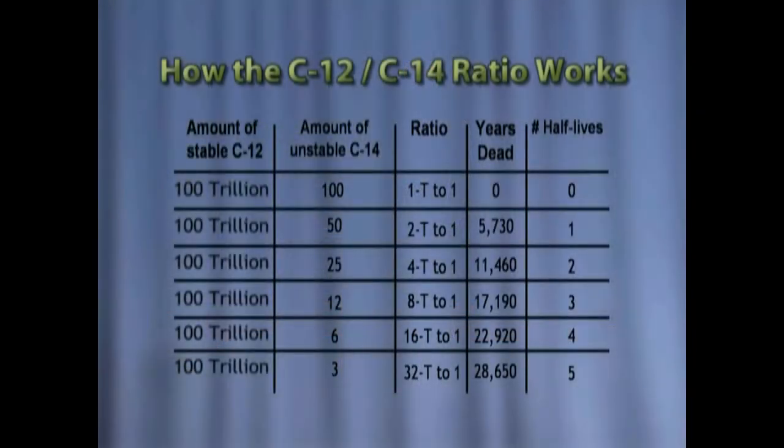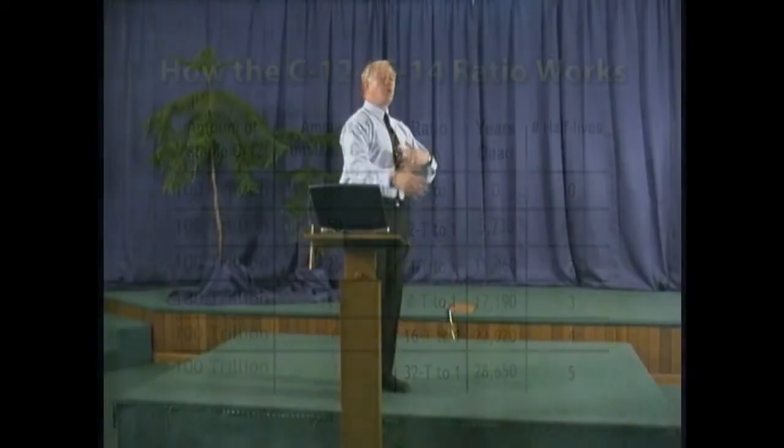And finally, we find 100 trillion carbon-12 atoms and only 3 carbon-14 atoms. That's a ratio of about 32 trillion to 1, or about 5 half-lives, or about 28,650 years ago is when that creature died. So you see this process. We have to use carbon-12 to get this ratio that helps us get this starting point.